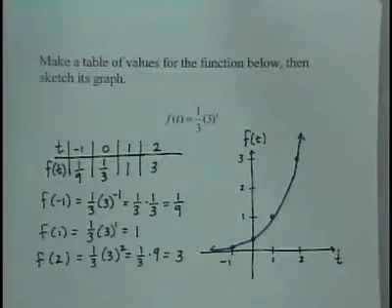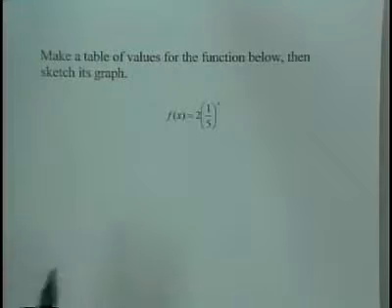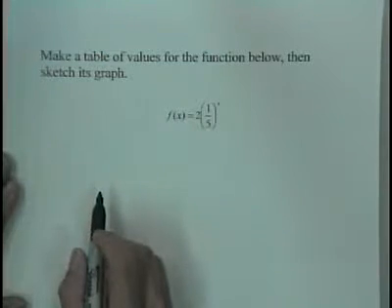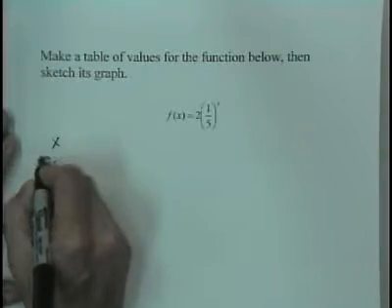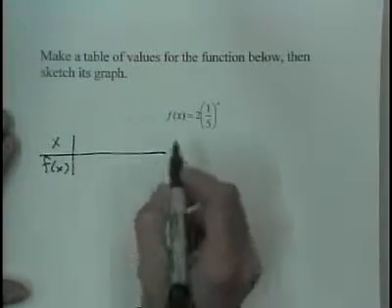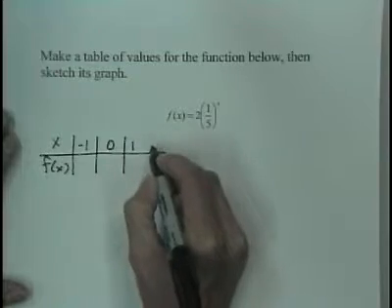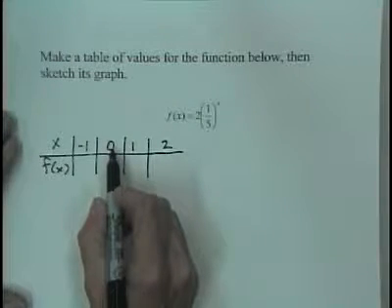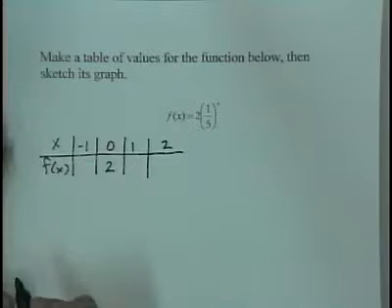Let's try another example similar to that one. We want to make a table of values for this function, and then we're going to sketch its graph. And this function is f of x equals 2 times 1/5 to the x power. So let's pick some values for x and find corresponding f of x values. I'd like to pick at least -1, and then 0, 1, and 2, and if we need to pick more, if we don't get an idea of what our graph looks like, we'll do so. Right away I know that when x is 0, I'm on the vertical intercept, which for this function is 2, so I'll fill that in the table.